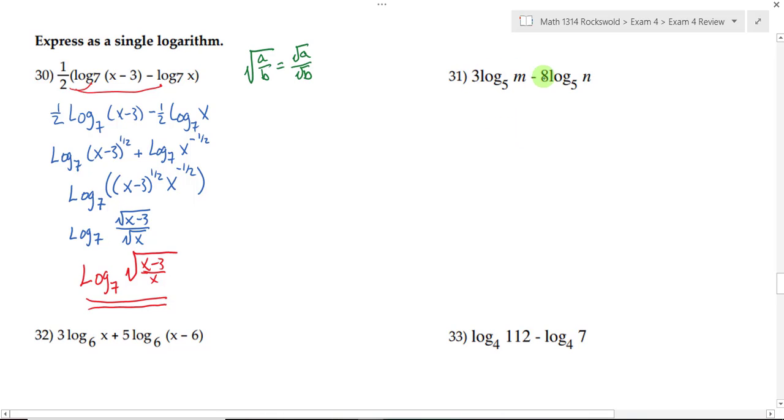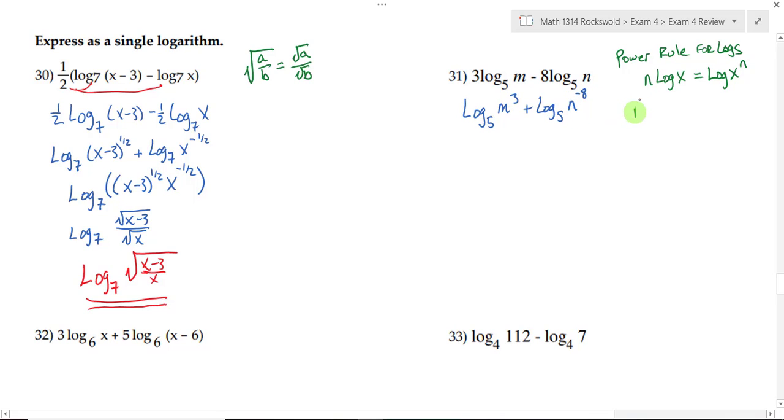On 31, what's my first step going to be? Something to do with these constants out front. Move them into the exponent. So this will be log base 5 of m raised to the 3rd power plus log base 5 of n raised to the negative 8 power. Now what? I just used the power rule for logs. If you have n log x, that's equal to log x raised to the n. I took these numbers and I moved them up into the exponents.